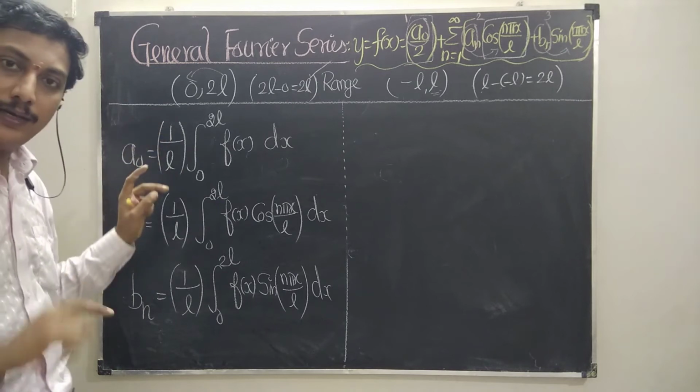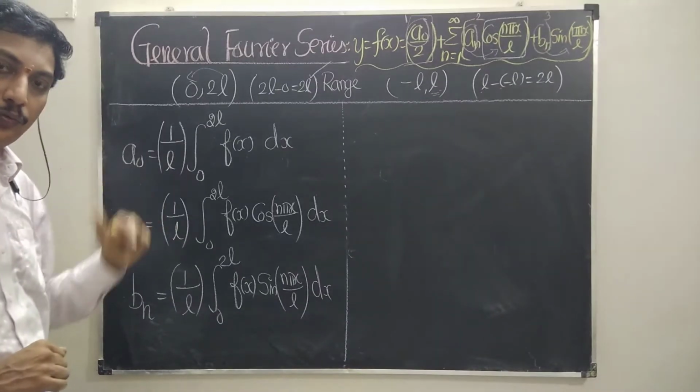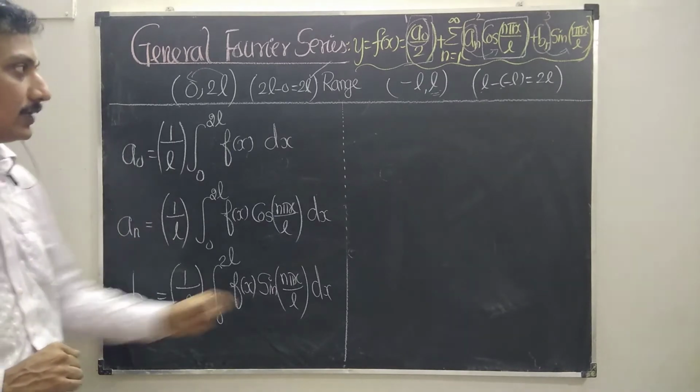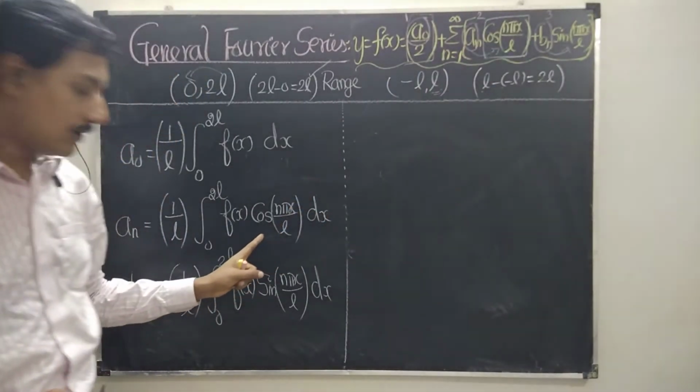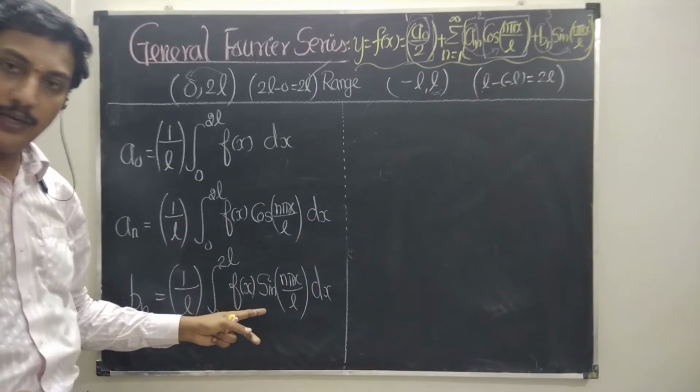Multiply by 1 by the half of the range. The range is 2L, so 2L by 2, that is 1 by L. An is the coefficient of the cosine term, so we include the cosine term to get the An. For Bn, we include the sin n pi x by L.